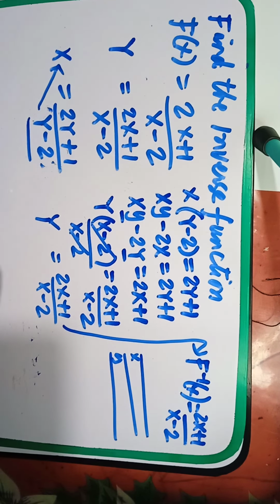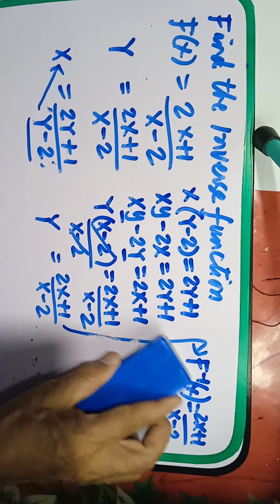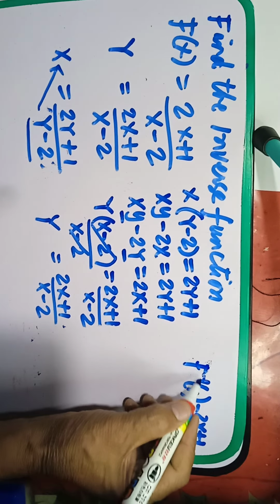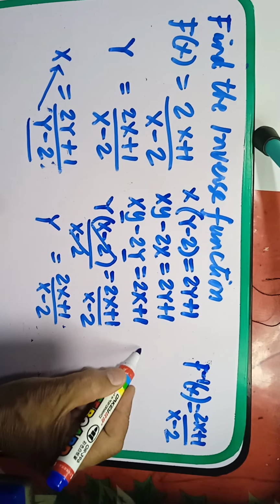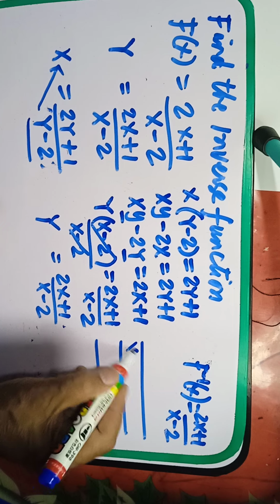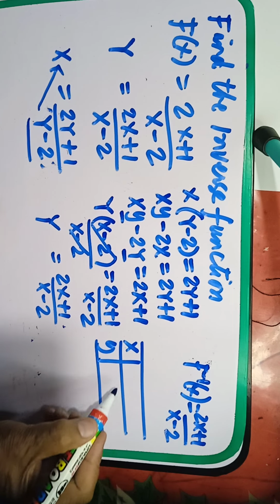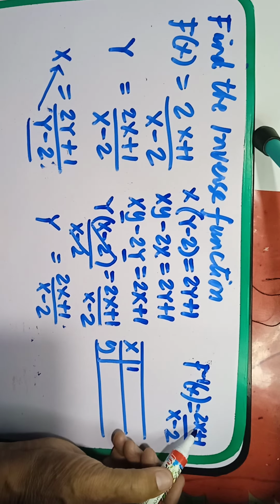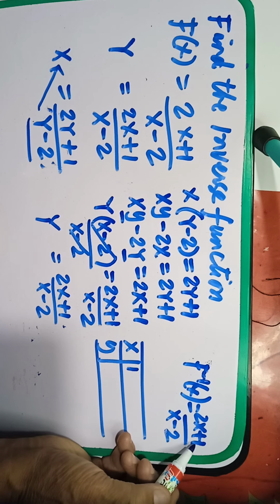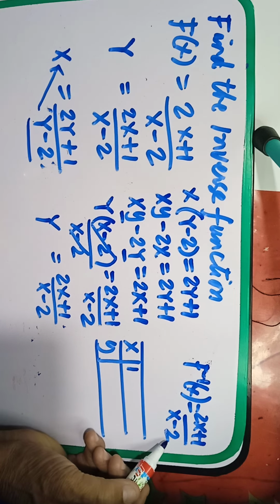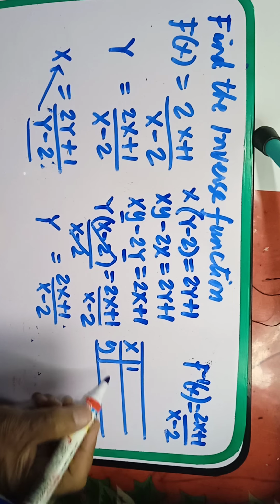Supposing f negative 1 of x, we will have a table, x, y. Supposing we have x as 1. So plug in 1 here. 2 times 1 is 2 plus 1, 3. So 3, and this is 1 minus 2 is negative 1. So 3 divided by negative 1 is negative 3.